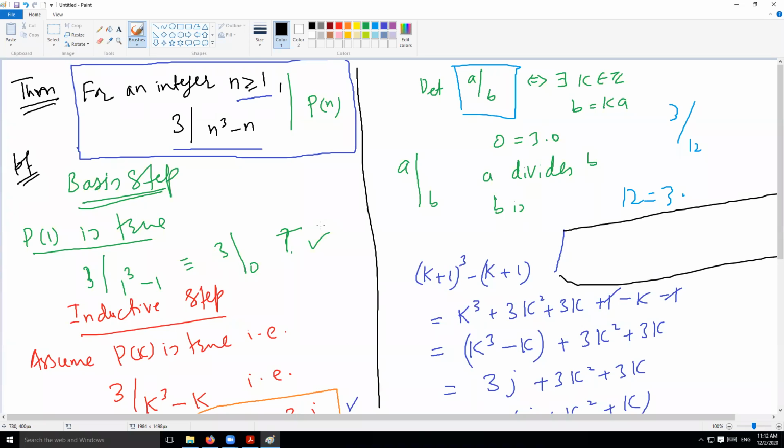So n square plus n plus 2 is always even actually. It has come up to k plus 1.